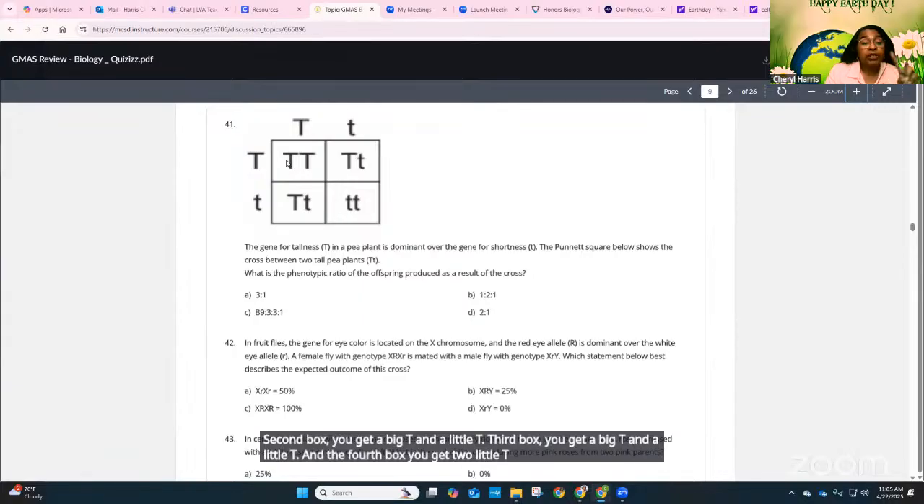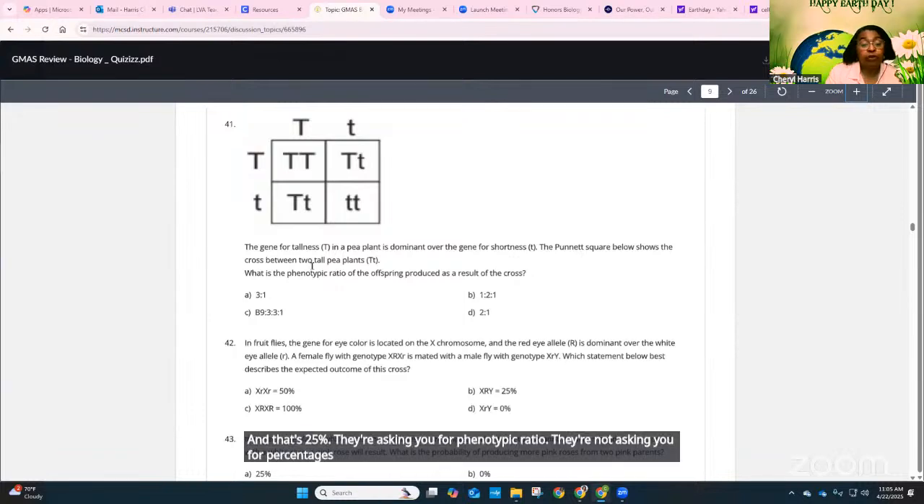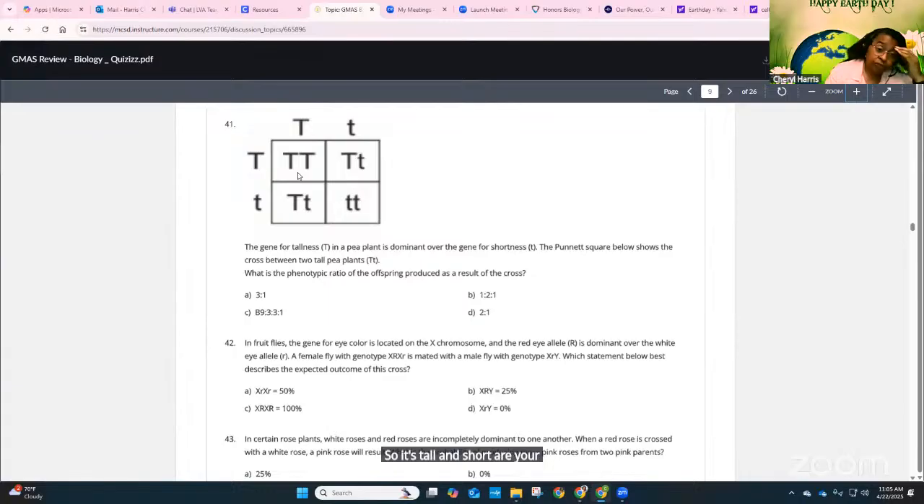So even though we have one box that's big T, and that's 25%, they're asking you for phenotypic ratio. They're not asking you for percentages. They're asking you for a ratio of the phenotype. What does it look like? So it's tall and short are your phenotypes. So 3 of them are tall, 1 is short. So the ratio is 3 to 1. Okay. That's how you get that ratio.